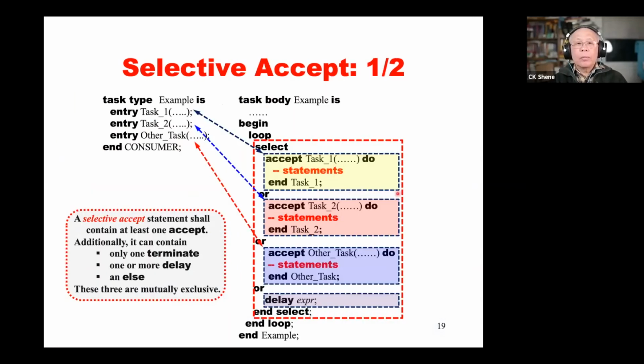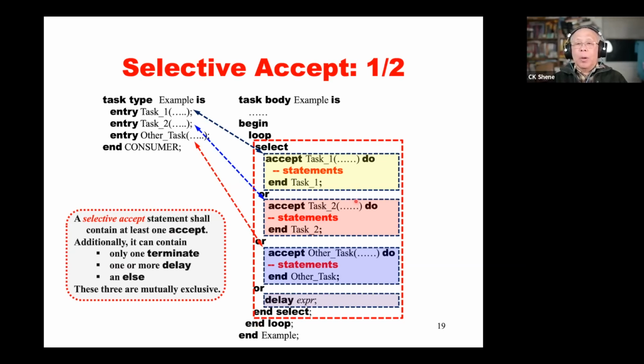Example. So we declare a task type example with entry point task 1, entry point task 2, and entry point other tasks. And the task body has some other declarations. We have a select. We want to accept task 1, task 2, and other task. So if one of them is available, or probably several of them are available, we pick one arbitrarily. And that's why the select statements are usually enclosed in a loop.